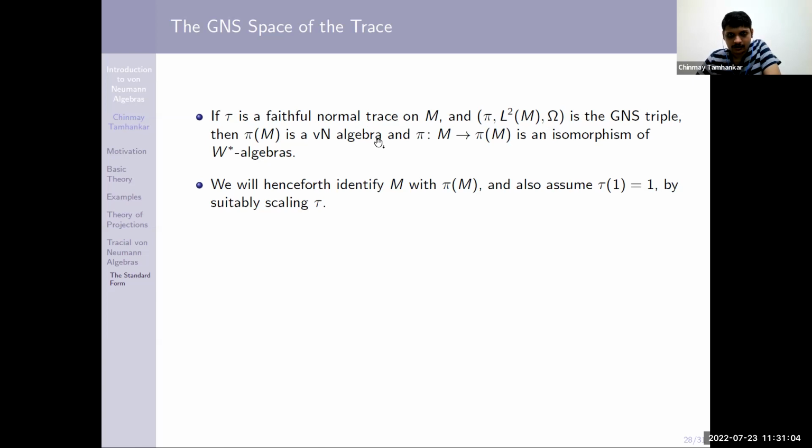Okay. So now this phi of M is a von Neumann algebra because this tau is normal, and phi is faithful because this tau is faithful, and so this M and phi of M are isomorphic to each other. So we will identify this M with phi of M, and so we can say that this M is actually a von Neumann subalgebra of this B of L2(M), and we will see that this is a particularly nice embedding.